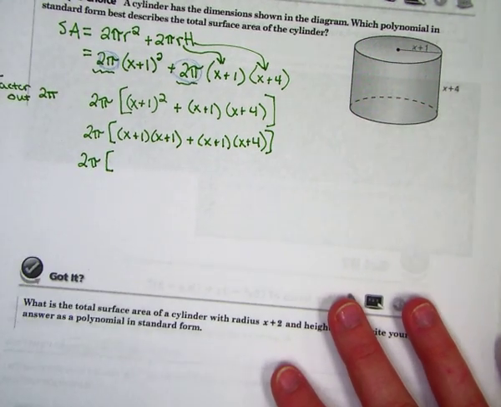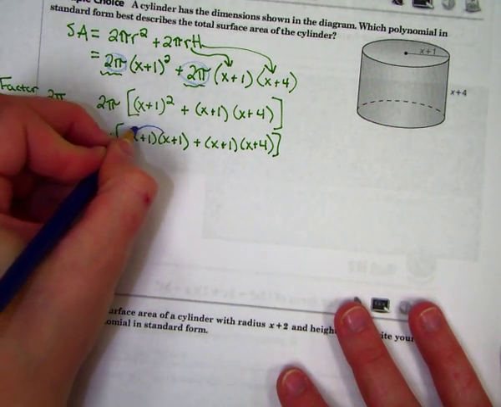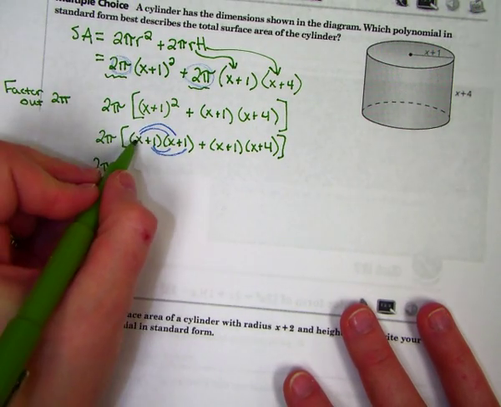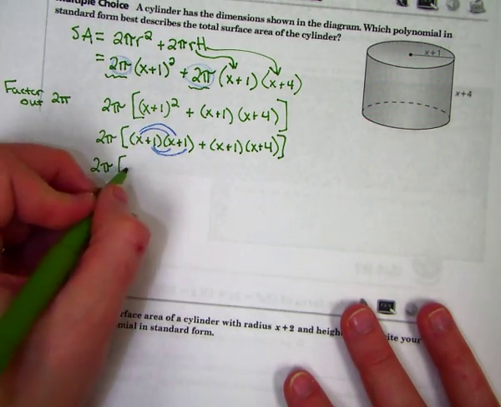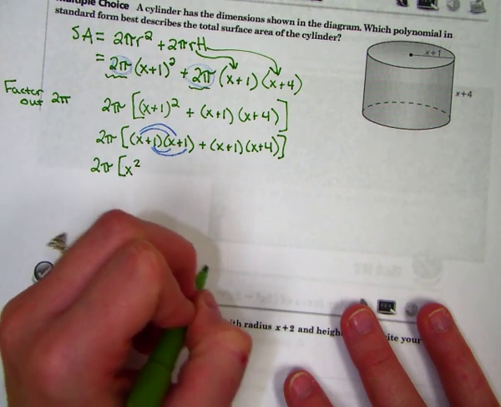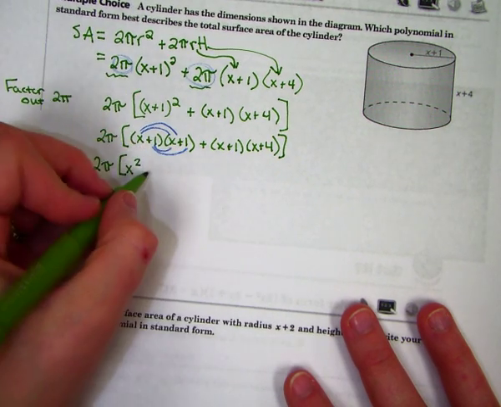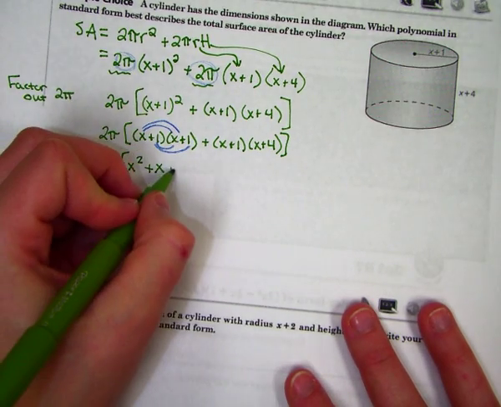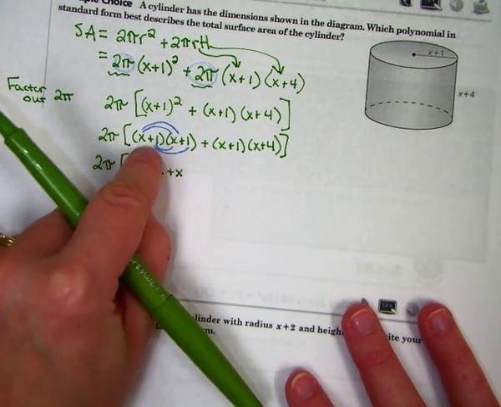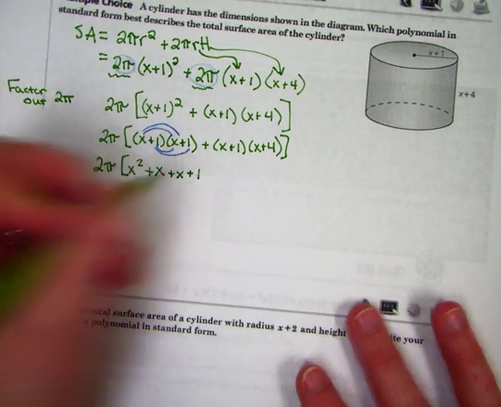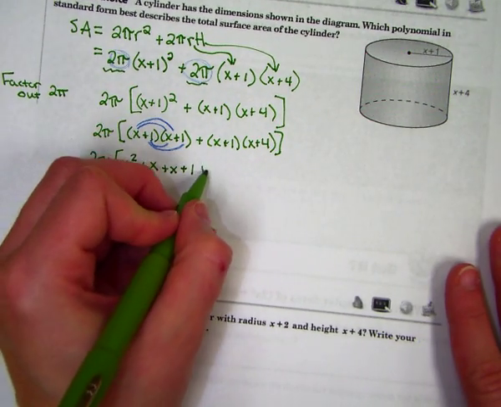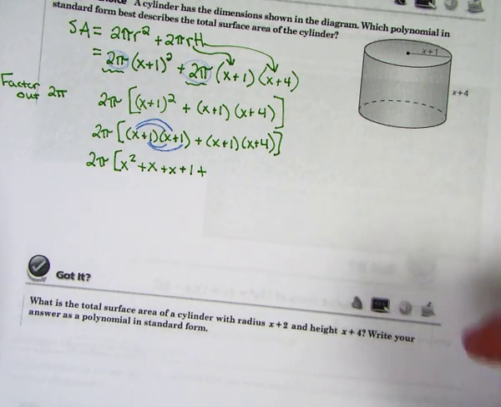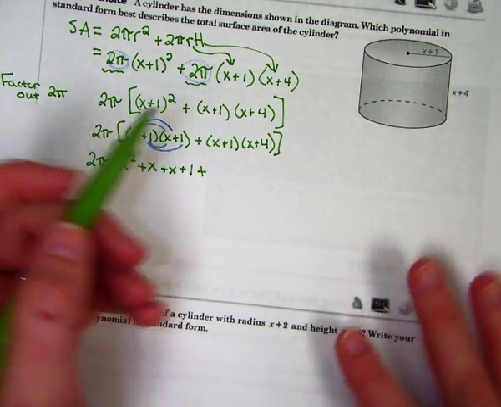Now you guys ready up here? We're going to do 1, 2, 3, 4. First arc, x times x is x squared. Second arc, x times 1 is x. Third arc, 1 times x is x. Fourth arc, 1 times 1 is 1. Keep going. Plus all of this. Because it's a plus, I don't need parentheses. If it were a minus, I would need parentheses.